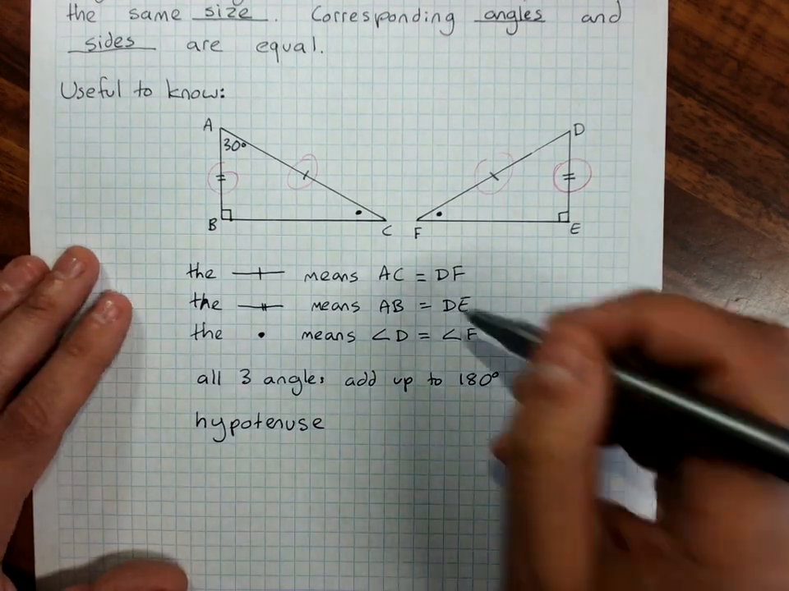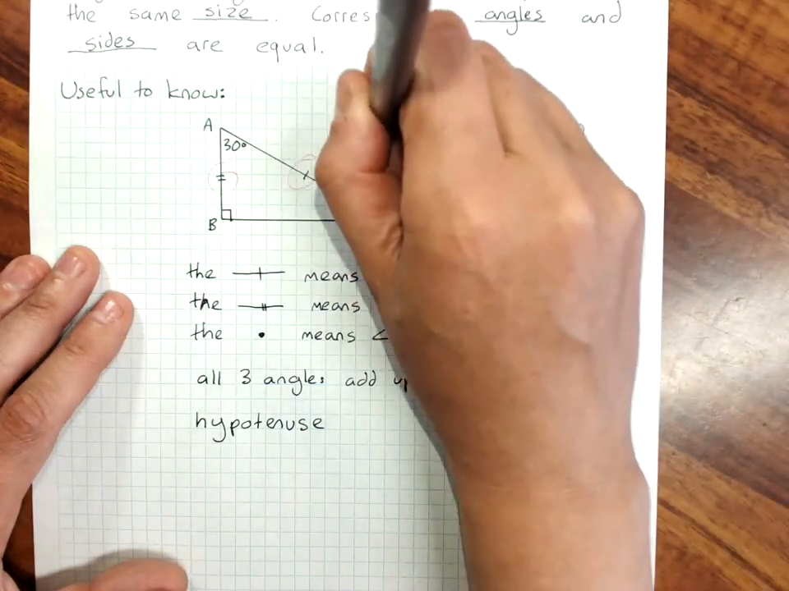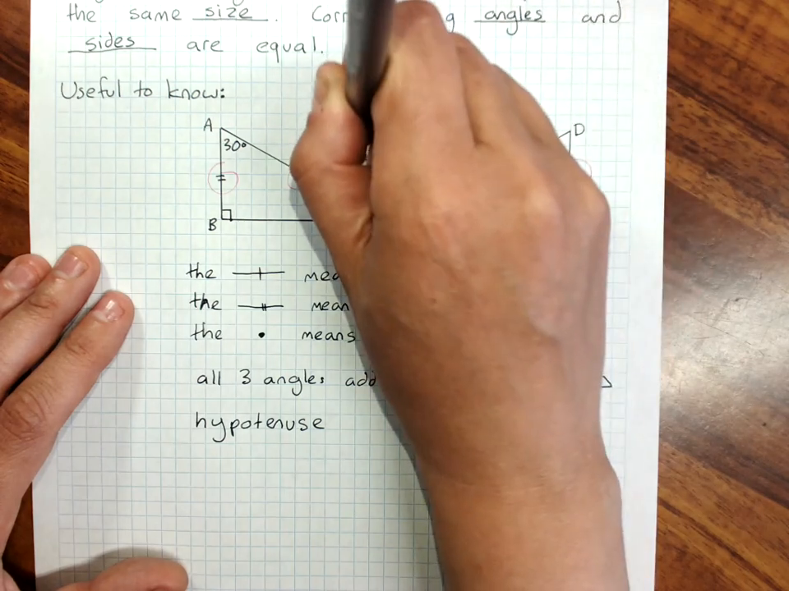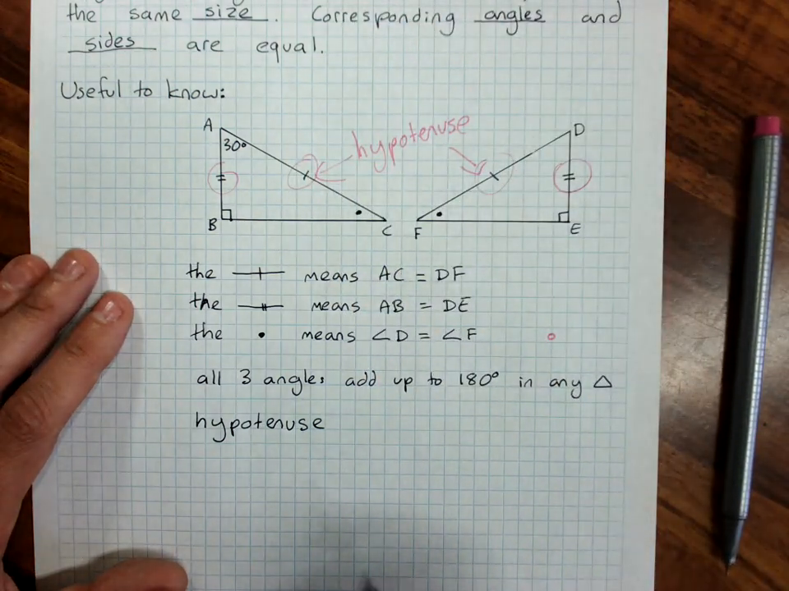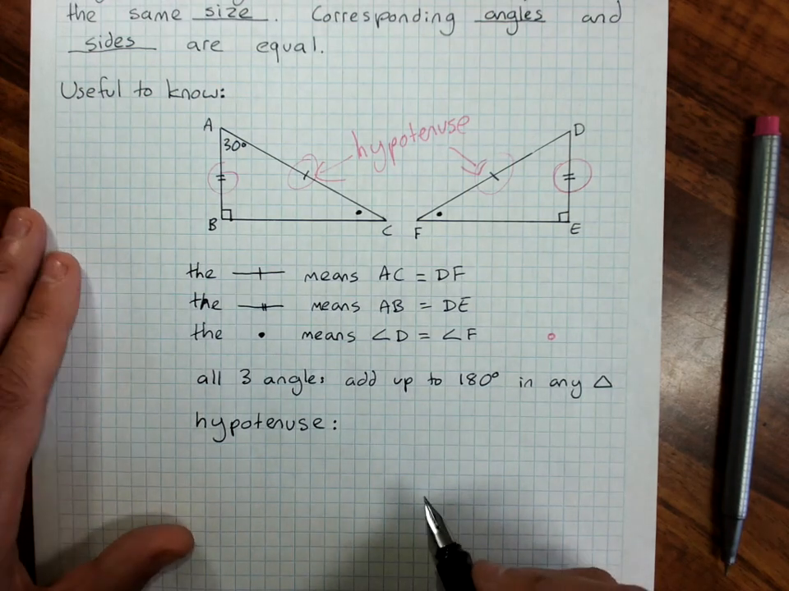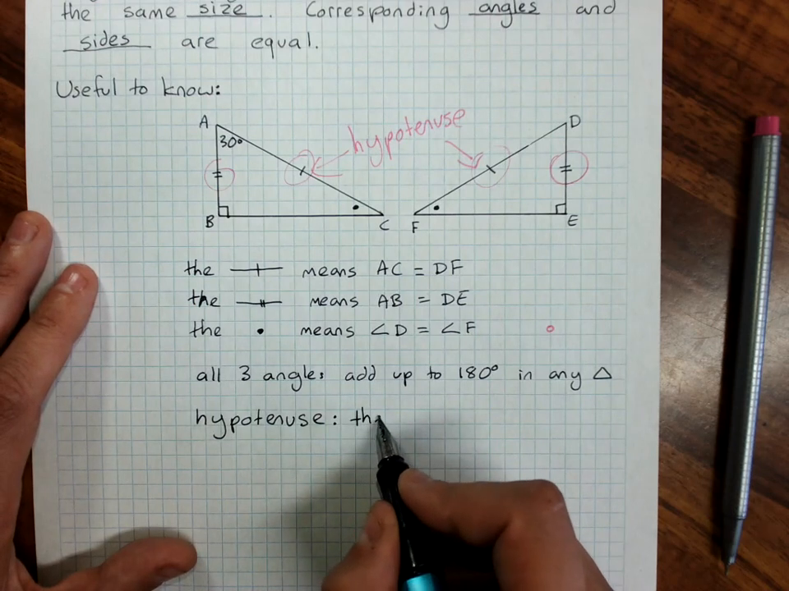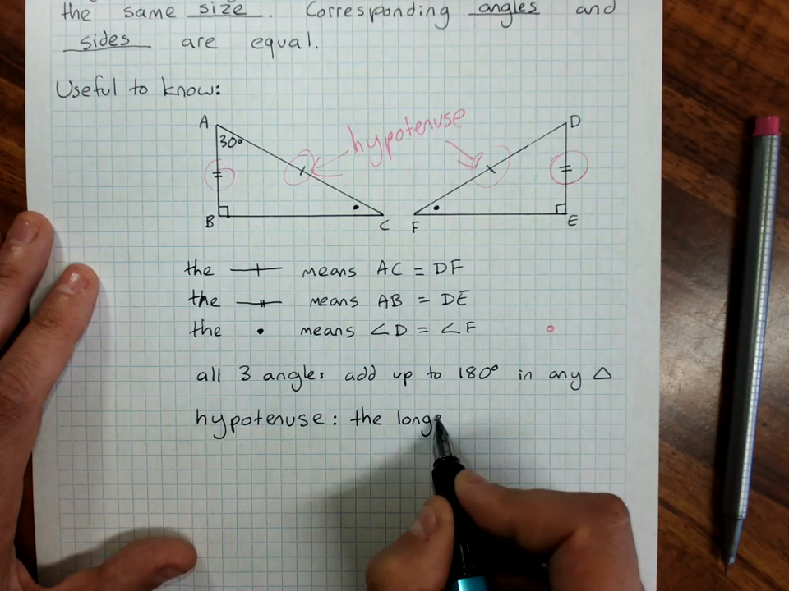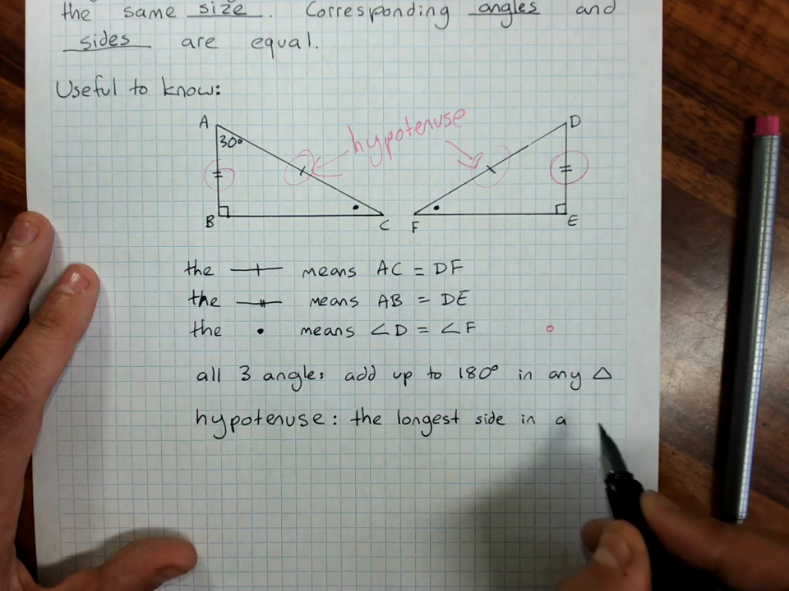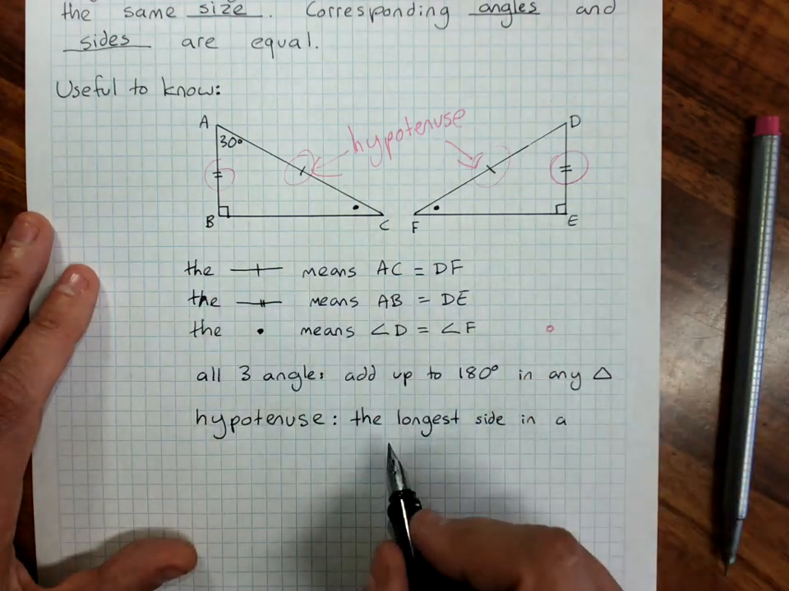And I'll label the hypotenuse up here and then tell you what that is. The hypotenuse is the name for the longest side in a right-angled triangle. Not all triangles have a hypotenuse, it's only triangles with a right angle.